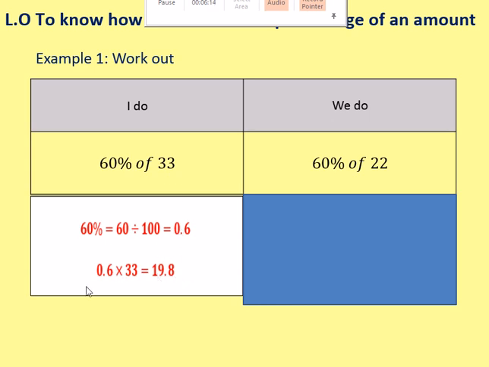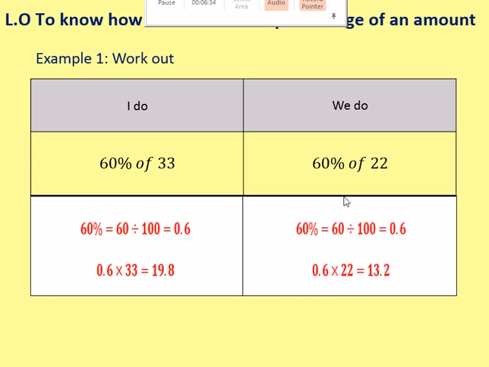And percentage multipliers are a really good way of working out percentages quickly, especially if you've got a calculator. So I want you to try and get used to this method of working out percentages. So pause the video, copy down that I do please, and then try the we do. And 60% of 22, so again, find the percentage multiplier for 60%. We do 60 divided by 100, the multiplier is 0.6. So we do 0.6 multiplied by 22, which gives me 13.2. So 60% of 22 is 13.2.